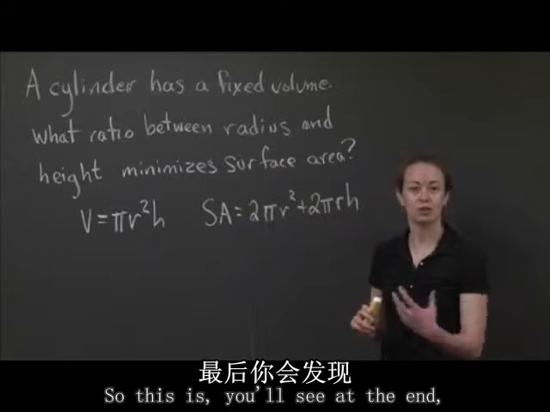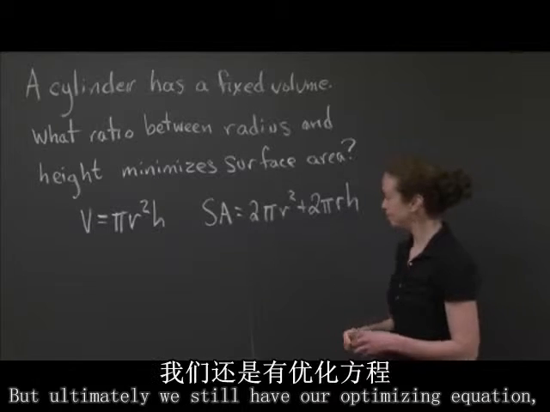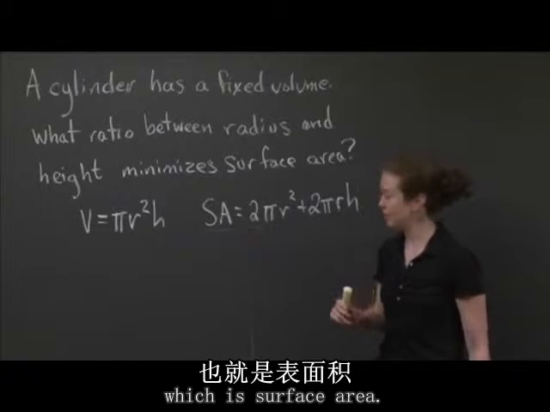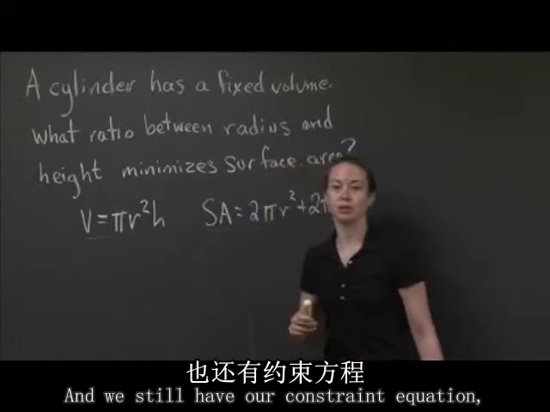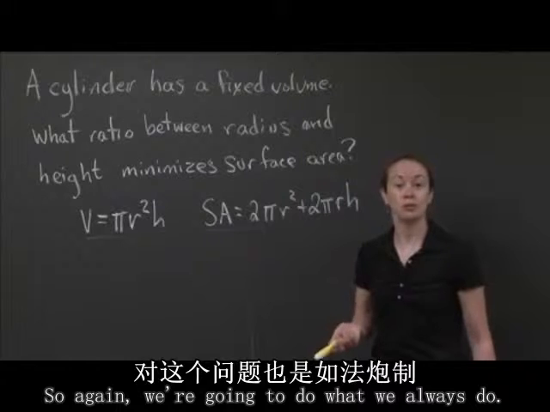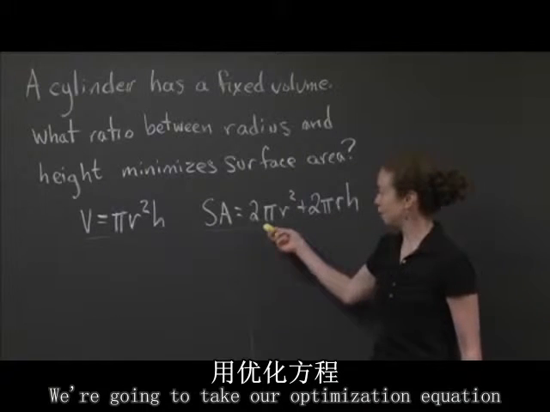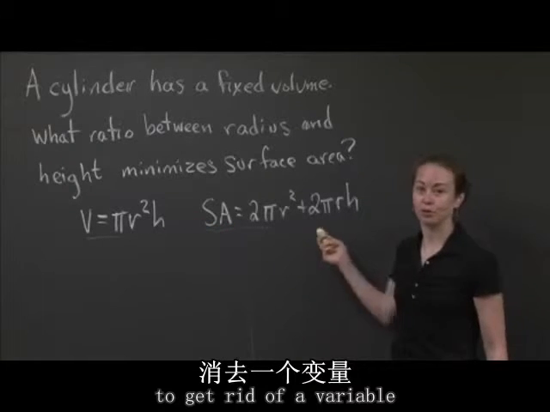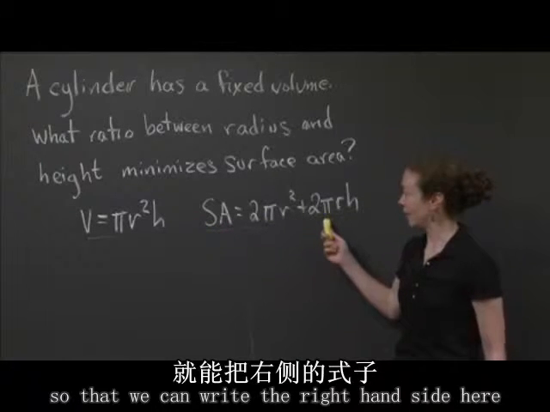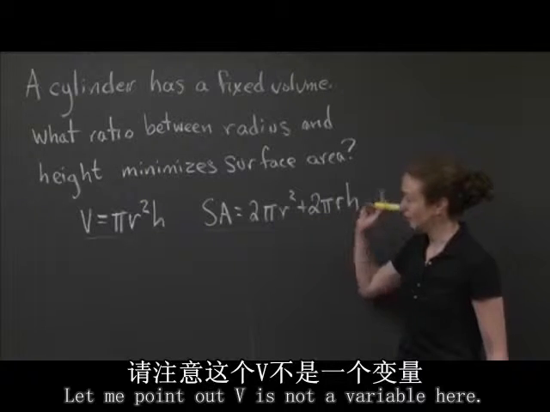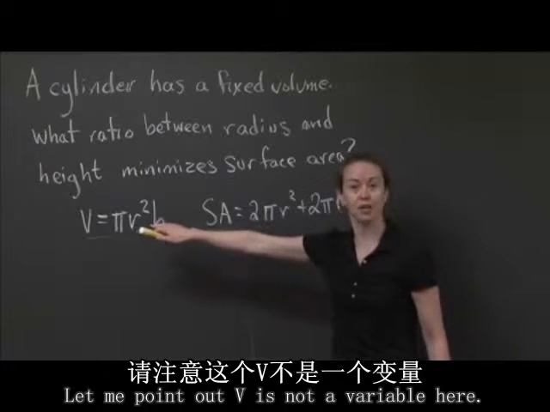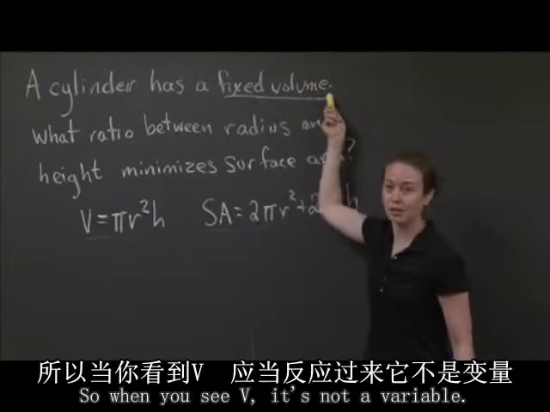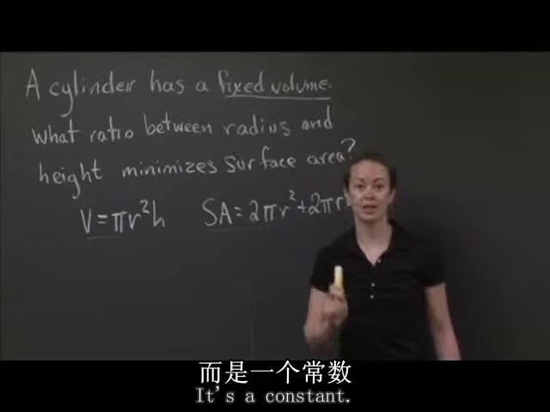So you'll see at the end, things look a little different. But ultimately, we still have our optimizing equation, which is surface area, and we still have our constraint equation, which is volume. So again, we're going to do what we always do. We're going to take our optimization equation and use our constraint equation to get rid of a variable so that we can write the right-hand side in terms of one variable. Let me point out, V is not a variable here. V is a constant because the volume is fixed. So when you see V, it's not a variable, it's a constant.